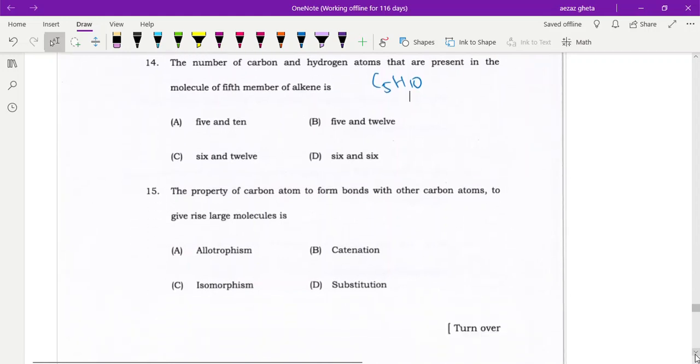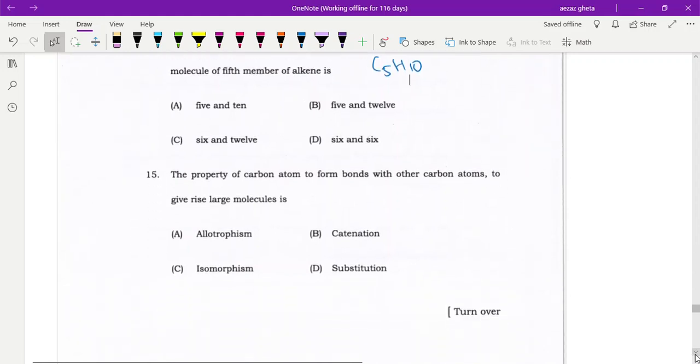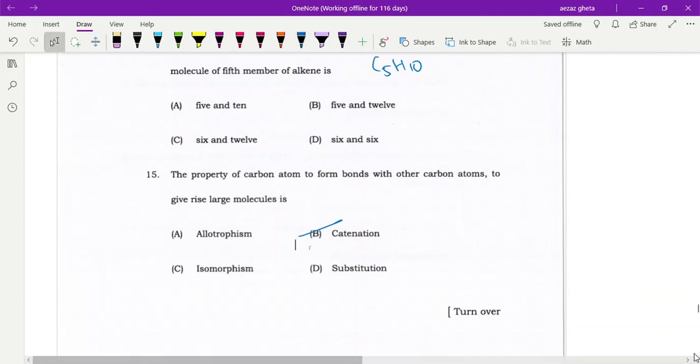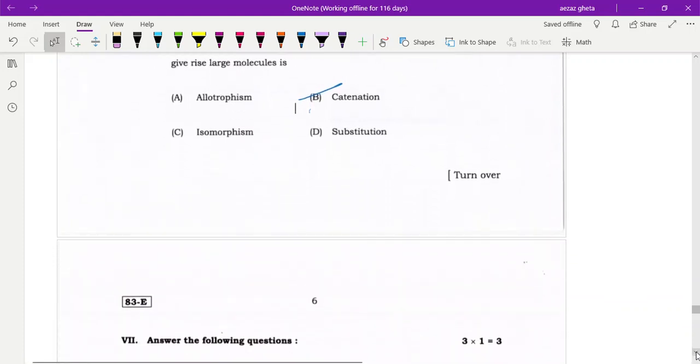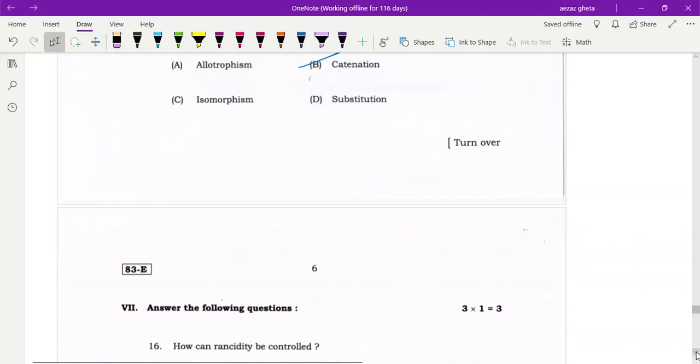The property of carbon to form bonds with other carbon atoms, very important, to give a large molecule, is catenation. Okay, catenation. Next question. Isomerism is also very important. Remember isomerism, get it perfect. Same molecular formula, different structural formula. Butane isomers are very important.